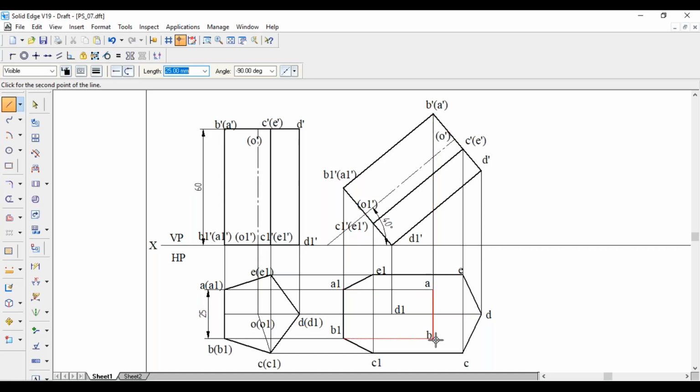Next, BC. So B dash C dash is this one, whereas A dash E dash, that is AE, is behind that one. Both are nearer to the observer. That is also visible. So BC continuous dark. Similarly, AE also.